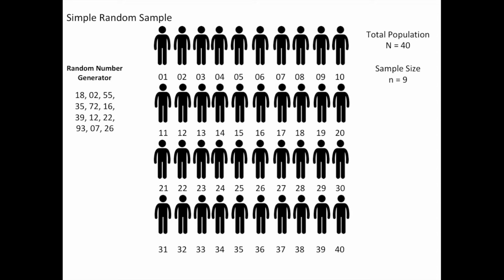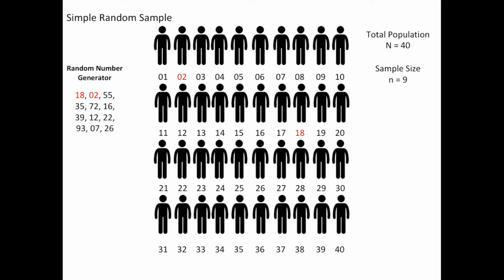So let's say I took a line and it gives me all of these 2-digit values. I'm using a 2-digit line from the table because I only have participants from 1 to 40. And so if I go through the line, 18 is the first number that I see, so I would select 18, or participant 18, to be a part of my sample.